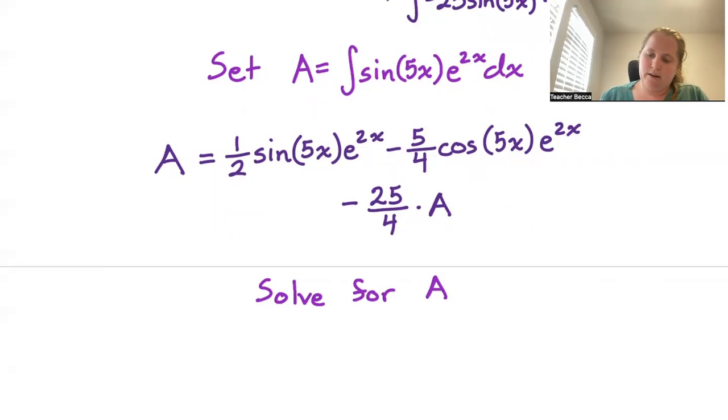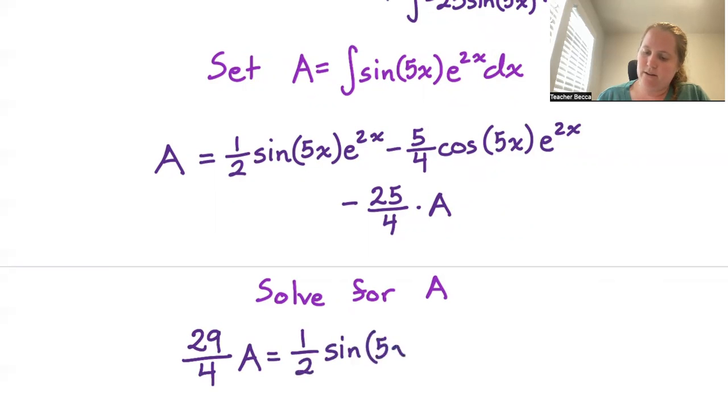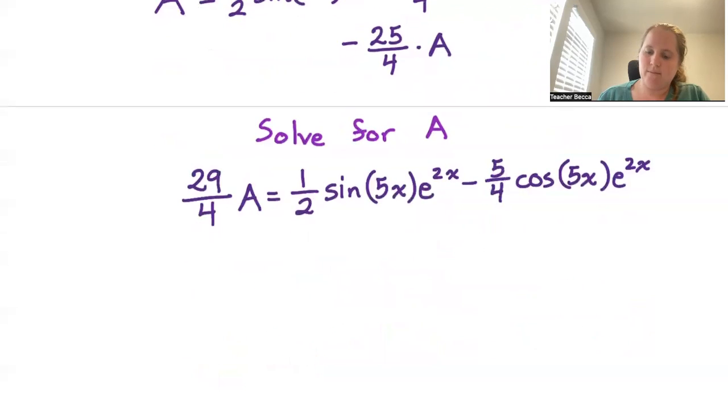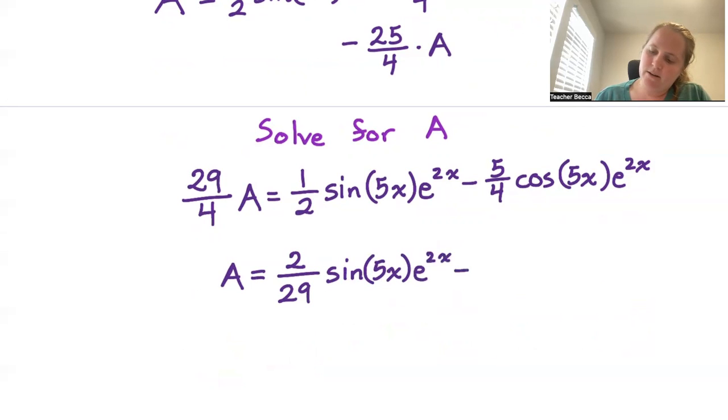And we are looking at 25/4 plus 4/4 will be 29/4. A is equal to 1/2 sine of 5x e to the 2x minus 5/4 cosine of 5x e to the 2x. Therefore, A is equal to 2/29 sine of 5x e to the 2x minus 5/29 cosine of 5x e to the 2x.